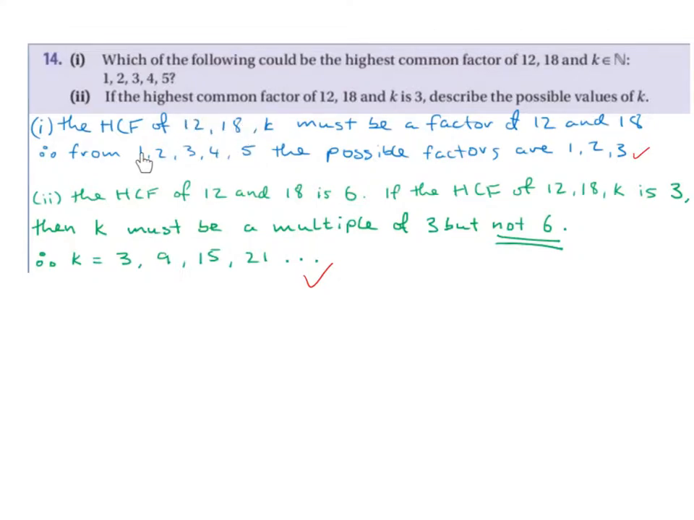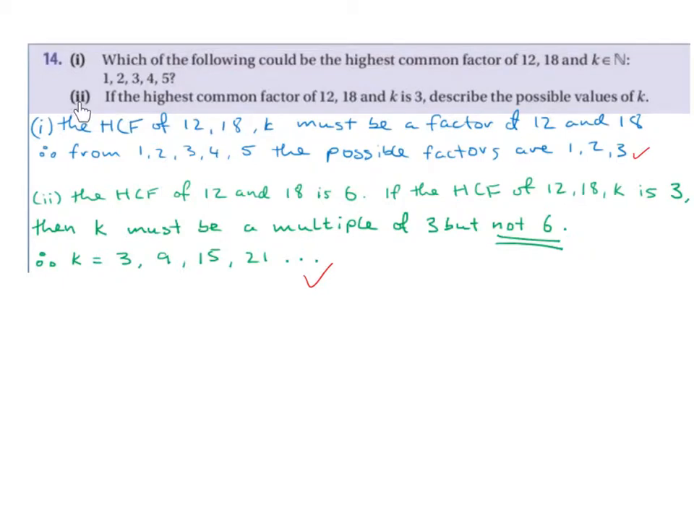So, of the numbers listed, the only possible factors are 1, 2 and 3, because in order for one of these numbers to be a factor of 12, 18 and k, they must first of all be a factor of 12 and 18.